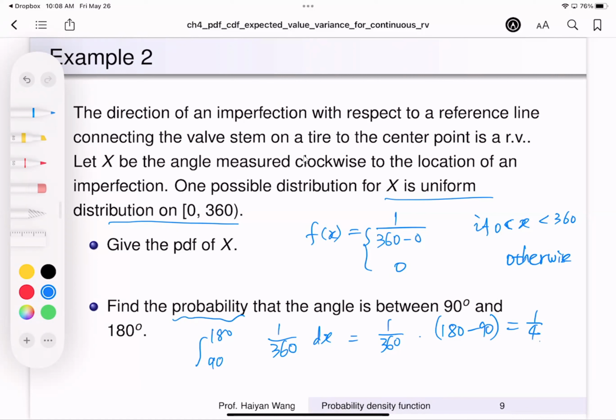What about the probability between 180 to 270? What's the probability of that? Is this one also equal to a quarter? Once you compute that, you will see that it is also a quarter. In fact, as you start from anywhere between 0 and 360 and end at a place that is 90 degrees above the starting point, you always get the same probability. This is what the uniform is.